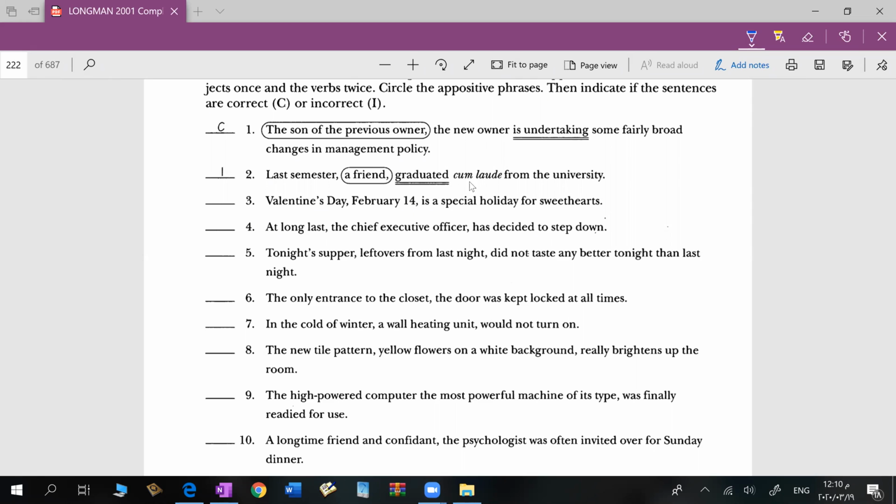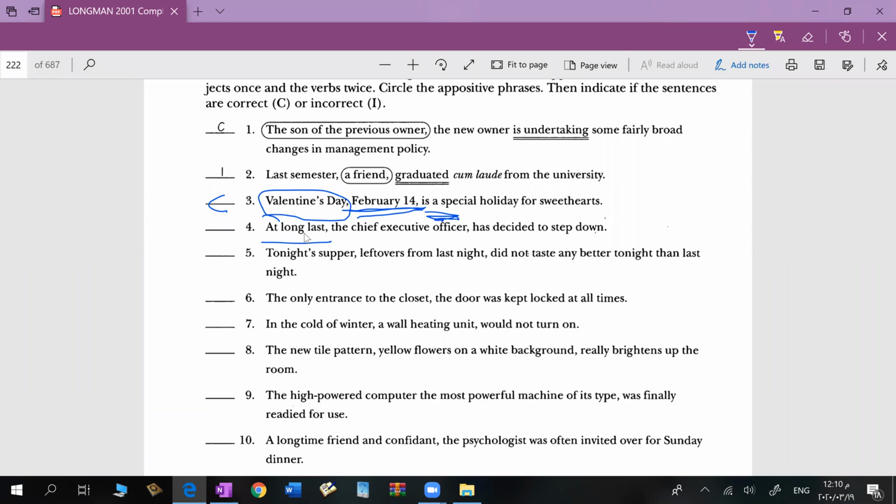Okay, let's see together. Valentine's Day, comma, February 14 is special. So we have here the verb phrase and we have here the noun phrase or the subject. And an appositive comes between two commas, so this sentence is correct. At last, comma, this is a prepositional phrase, correct? So you see how things are getting accumulated above each other. This is a prepositional phrase. And the chief executive officer, this is what? The subject, comma, has decided. What do you think? Is this sentence correct or incorrect?